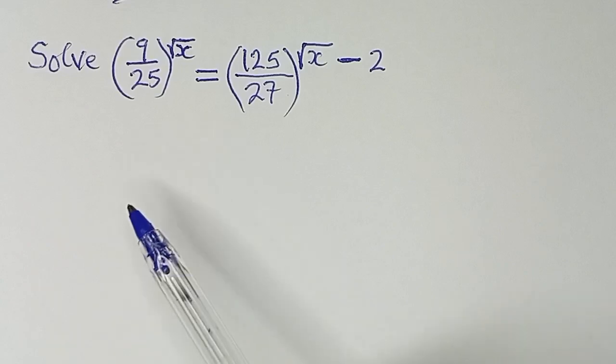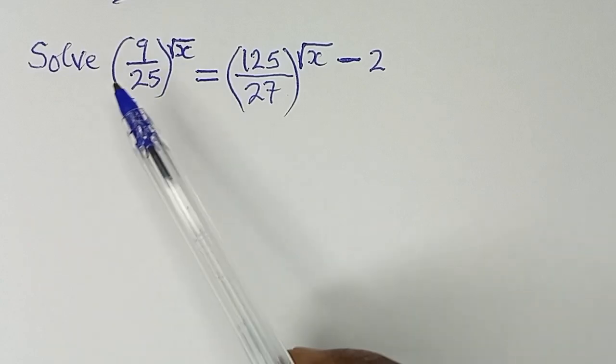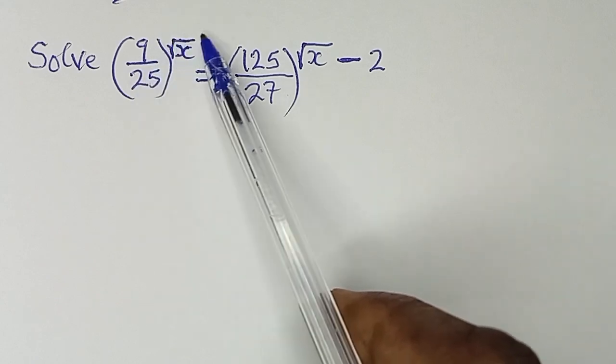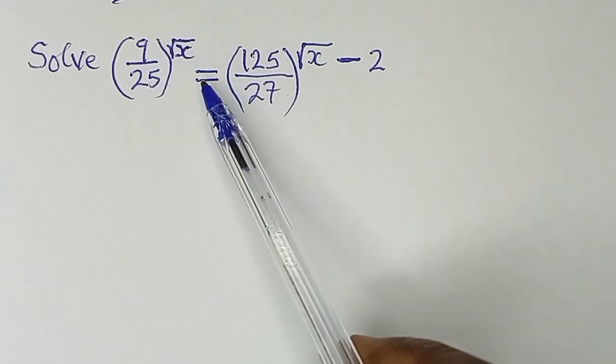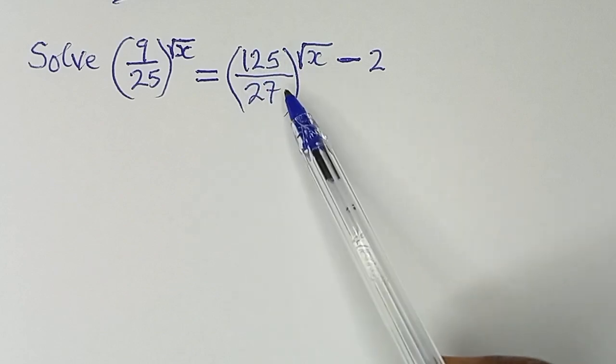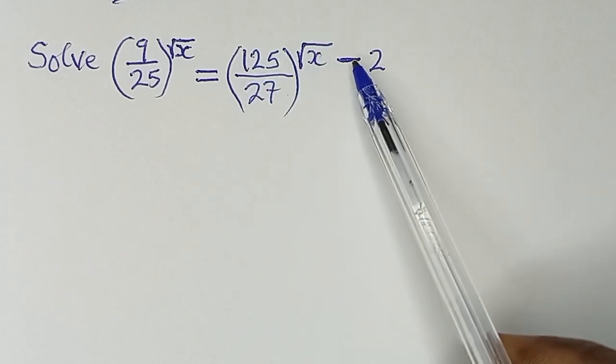Hello, you are welcome. The question here says solve (9/25)^√x = (125/27)^(√x − 2).